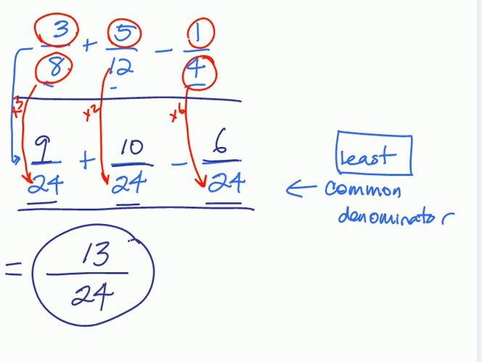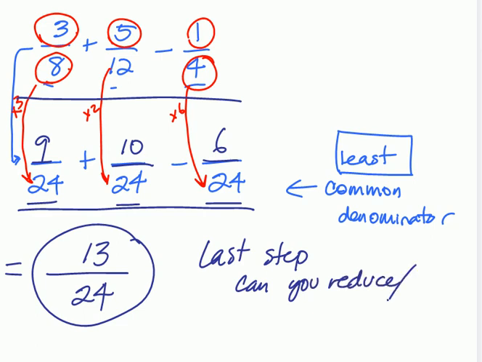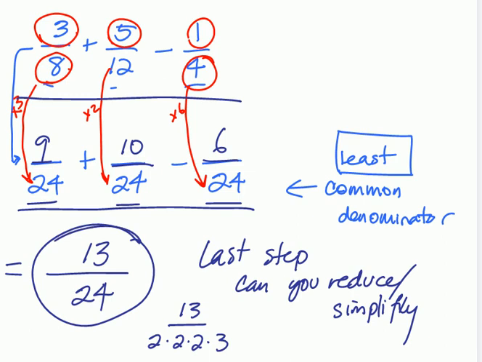Do you remember before I said when we're adding and subtracting, the last step is always, can you reduce? Or another way to say that, I keep using the 2 words interchangeably, simplify those fractions that you've got. There we go, simplify. So real quick, 13 is prime. 24 is 2 times 2 times 2 times 3, and there's nothing to cancel. If you can't cancel here, this guy is finished, simplified as much as it can be.